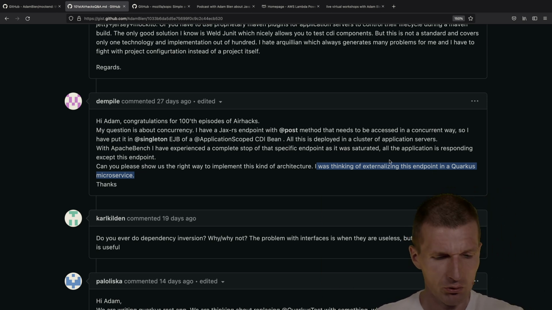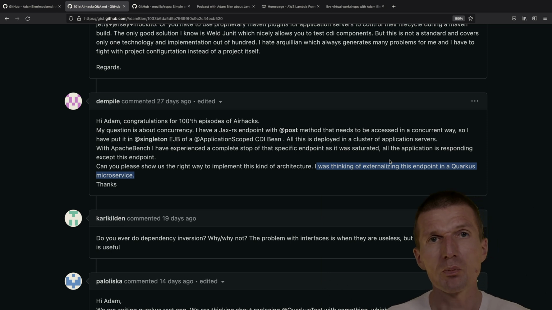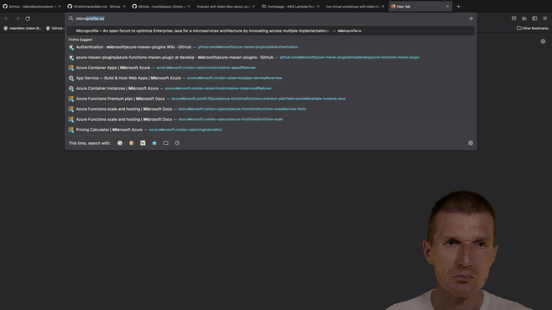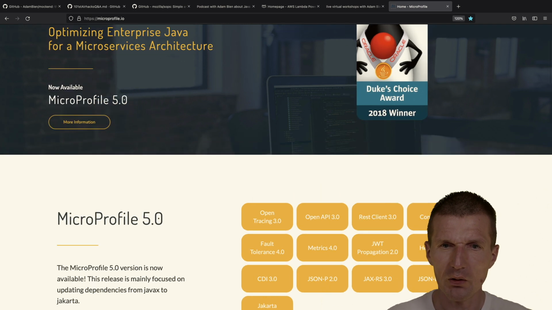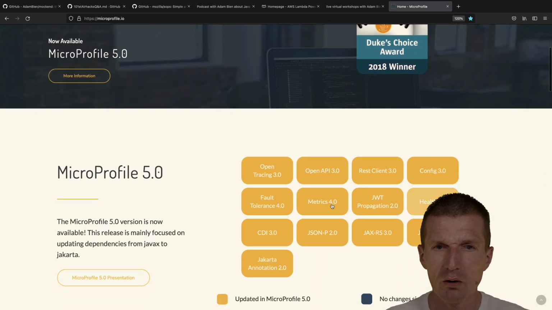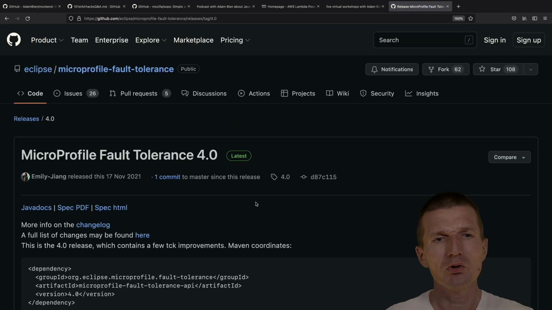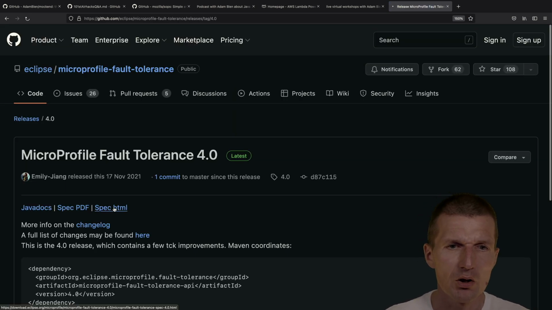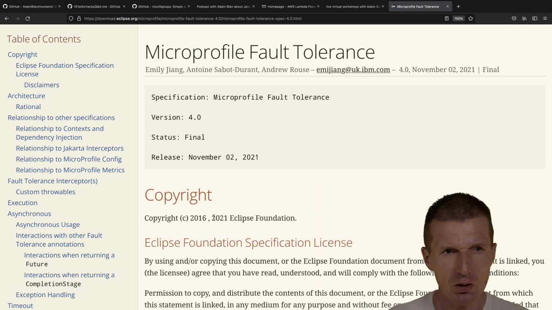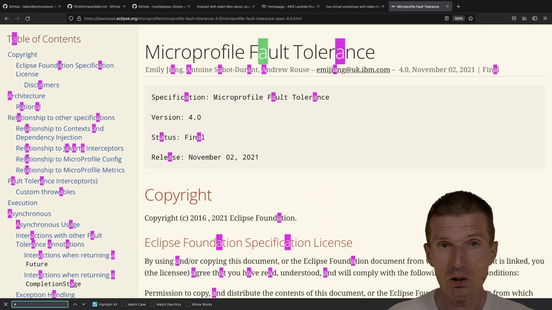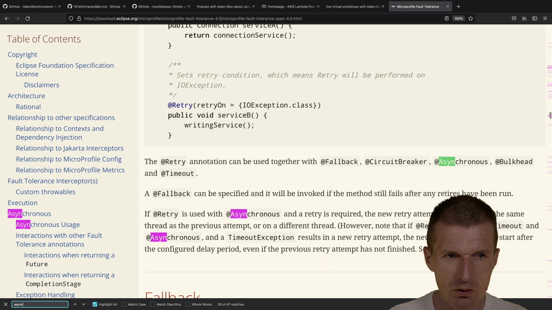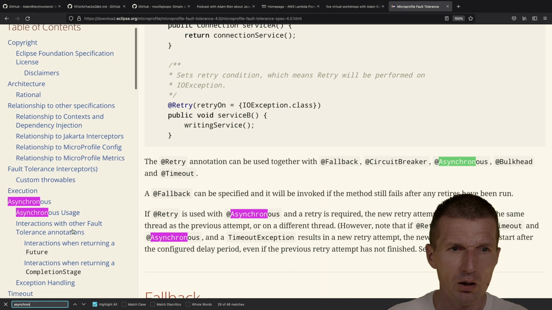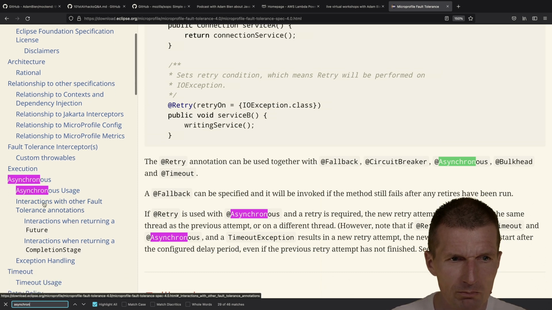So I wouldn't go that far with introducing another microservice, because with another microservice, you have to care about a lot of things. But if you go to MicroProfile, there is a spec, and the name of the spec is Fault Tolerance. And what's interesting, Fault Tolerance ships with two interesting annotations. One is called Asynchronous.